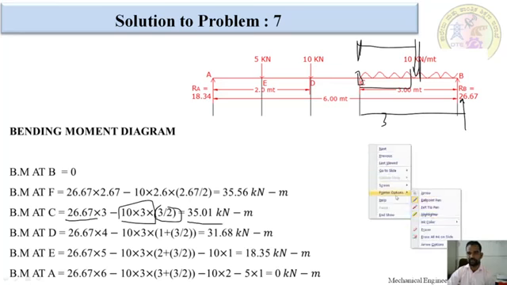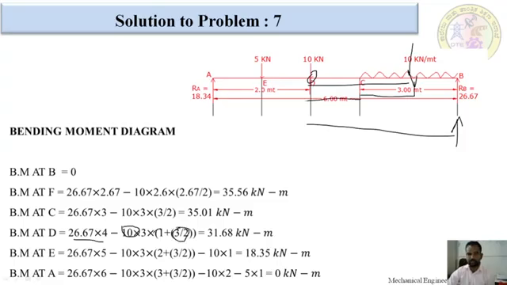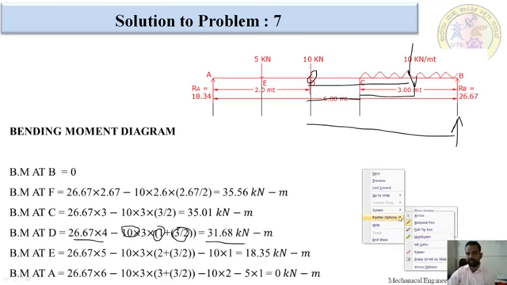After this one, next critical point is D point. How much did we get here? First, this is upward force, positive, up to this distance. How much? 26.67 into 4, minus, because it is downward force, from here to this distance, 10 into 3. This is the conversion of point load, and from here to here half, 3 by 2, and from here to here plus 1. For that reason they have taken plus 1. By calculation we got 31.68 kilonewton meter. We have completed point D.